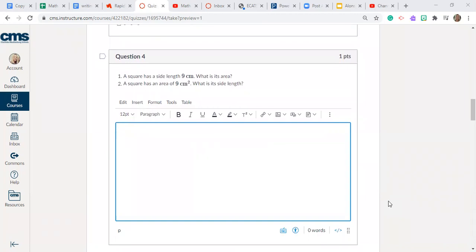Question number 4. This question has 2 parts, so we will pause between each question. Number 1. A square has a side length of 9 centimeters. What is its area? Pause and do the math. Remember, it's a square and it has a side length of 9 centimeters. Find the area.